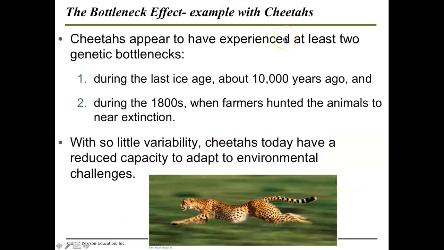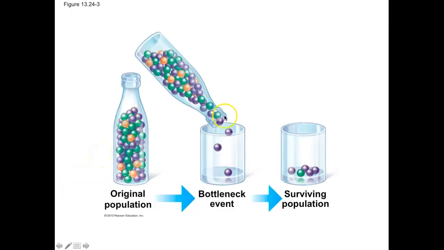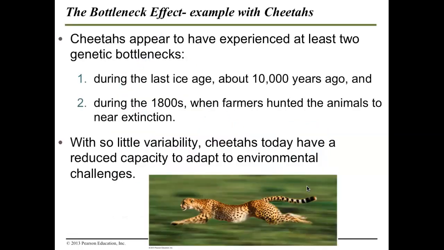There are examples of bottlenecks. Cheetahs appear to have experienced at least two genetic bottlenecks, in the Ice Age, and then also when people hunted them almost to extinction. So think about the health of this population. Because they went through two of these events, and one event narrows your gene pool down, really makes your gene pool less varied, you have less variation in there. If you go through it twice, you have a lot less variation. So is it healthy for a population?